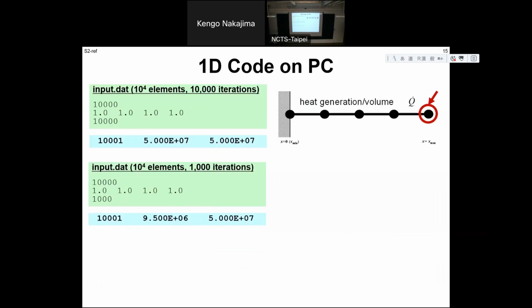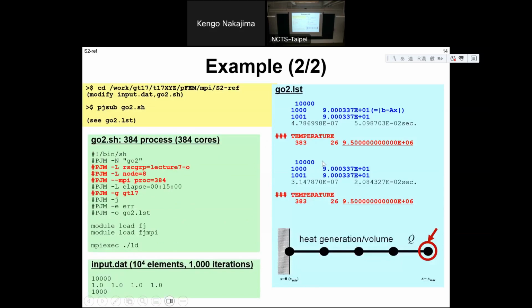And also, if you would like to confirm that result on your PC, you can do this. Okay. So this is a result for the converged case. Okay. And this is the correct answer. Okay. And you can see both the analytical solution and the finite element solution show 50 millions. Okay. And if you run 1,000 iterations, it's not converged yet.